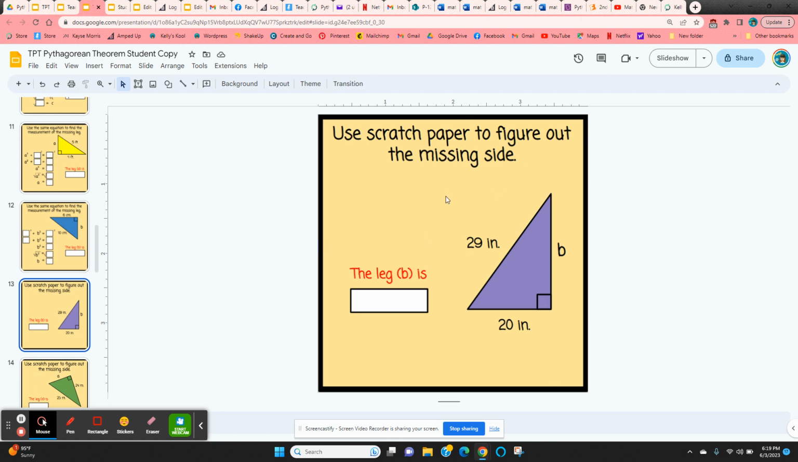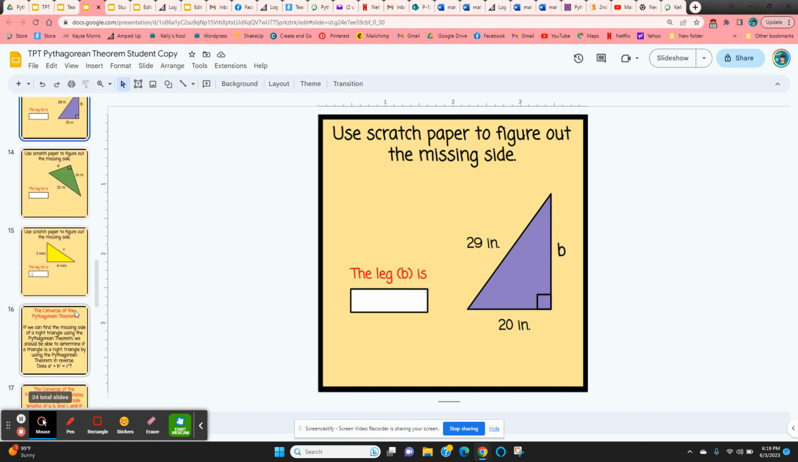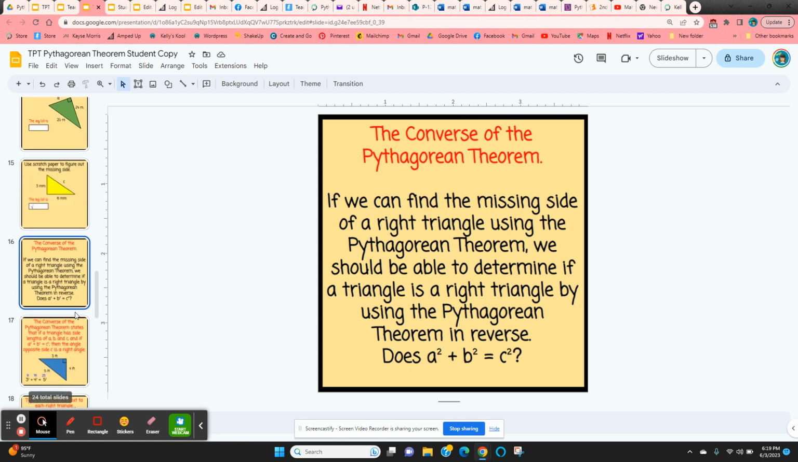And then without the formula, the students will have to use scratch paper and figure out the missing side on their own. And then they're taught the converse of the Pythagorean theorem.